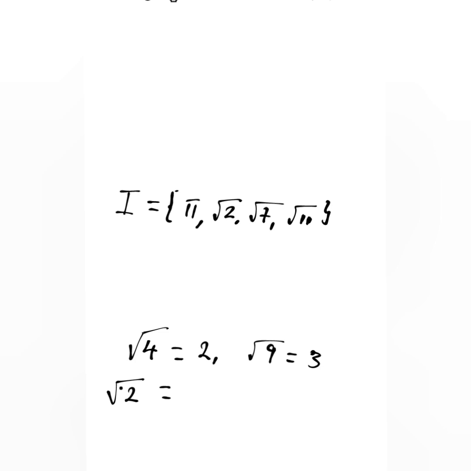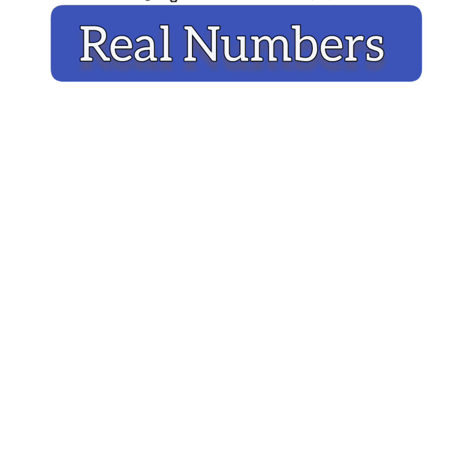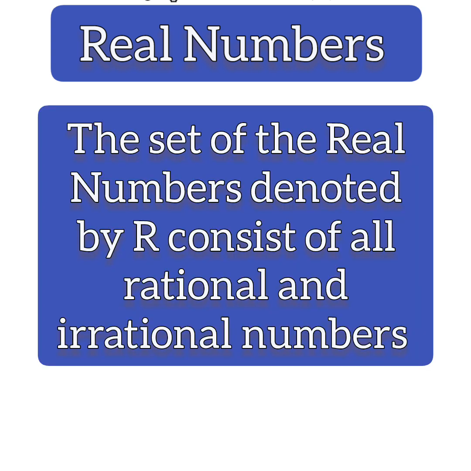Let's move now to the next set of numbers. And that number is called the real number. The set of real numbers, denoted by R, consists of all rational and irrational numbers. So the real number is denoted by R, and it consists of all the rational numbers and the irrational numbers. So if we add the rational numbers and the irrational numbers together, we have the real numbers. Remember, the rational numbers are numbers that can be expressed as a fraction, while the irrational numbers are numbers that cannot be expressed as a fraction.